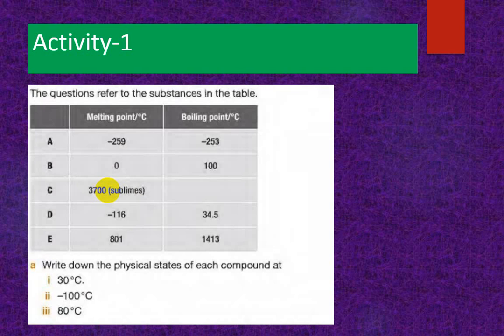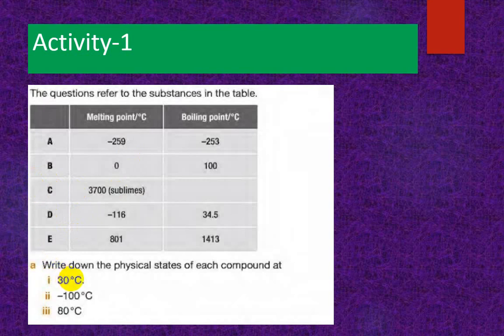Actually, it is solid. It will be gas when the temperature is more than 3700 degrees Celsius. It sublimes at that temperature. Now this is 30 degrees Celsius, only 30 degrees Celsius. It is solid. Have you understood?